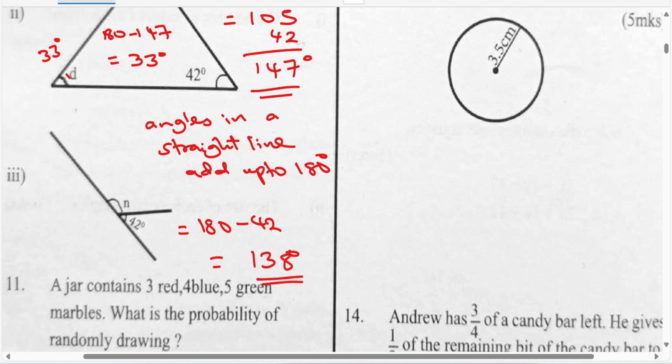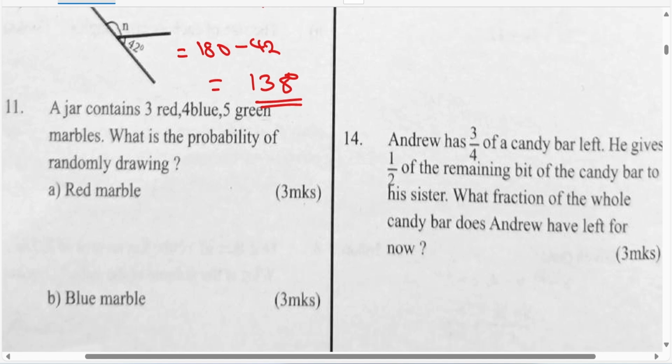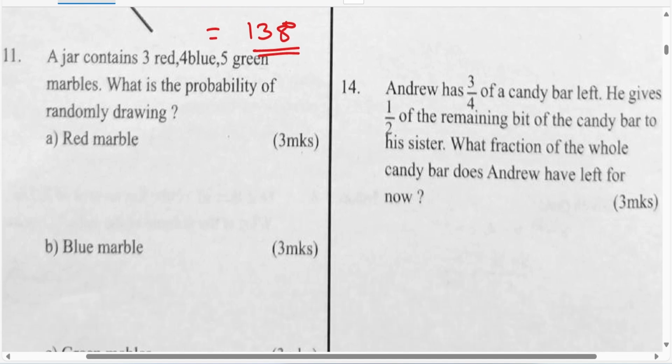Question 11. A jar contains 3 red, 4 blue, 5 green marbles. What's the probability of randomly drawing the red marble? So the number of marbles there are how much? So ni 3 plus 4 plus 5. So which is basically 7 plus 5, 12. So the 12 marbles. Red marbles itakuwa ni probability ya kupata red marble ni 3/12.